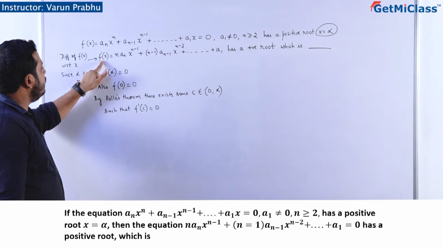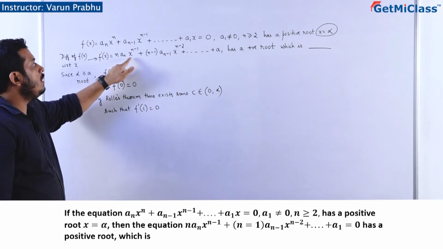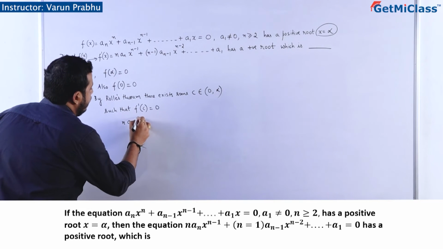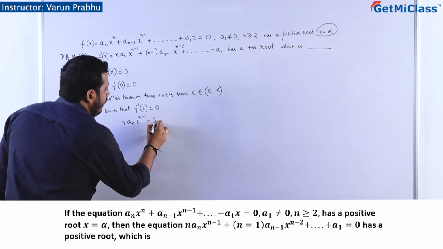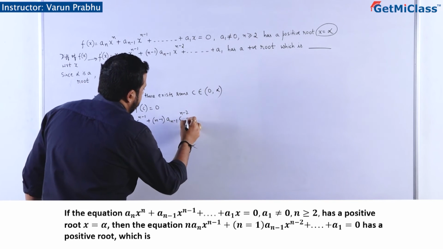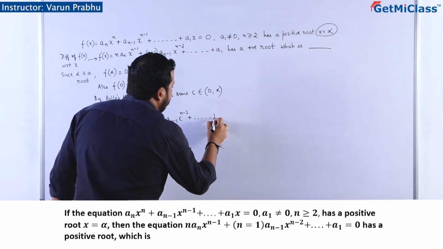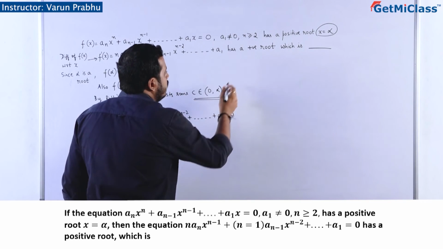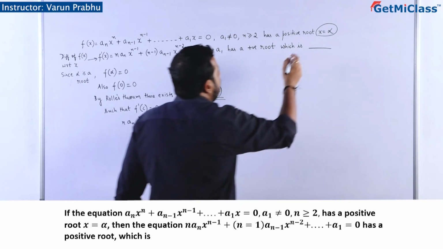Now if you basically see, this is nothing but f dash of x. What is the value of f dash of c? f dash of c will be equal to n into a n into c to the power n minus 1 plus n minus 1 into a n minus 1 into c to the power n minus 2 plus so on up to plus a1, which should be equal to 0. It means the positive root must definitely be less than alpha, right?